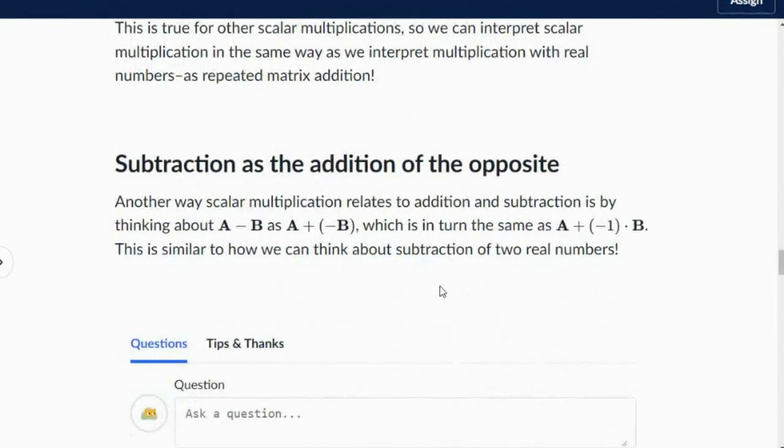All right. Subtraction as the addition of the opposite. As he showed in the video, if you have A minus B, that could be the same thing as A plus negative B. Everything in B would be taken times negative 1. Negative 1 times B. And that's the end of that lesson.